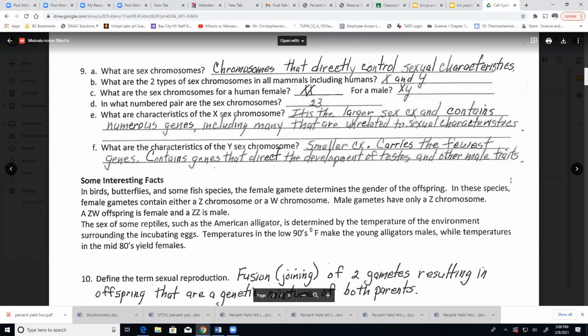In some reptiles, whether they're going to be a male or a female is actually determined by the temperature that surrounds the incubating eggs. Warmer temperature tends to lead to more males, and cooler temperatures tend to lead to more females.